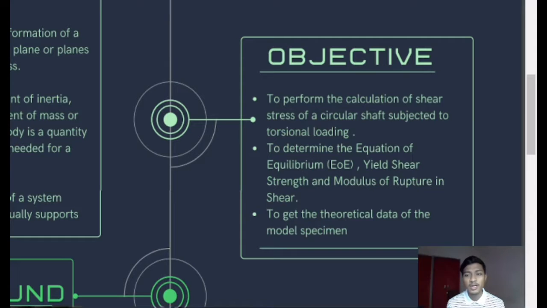Our objective is first to perform the calculation of shear stress of a circular shaft subject to torsional loading, to determine the equation of equilibrium, yield shear strength and modulus of rupture in shear, and to get the theoretical data of the model specimen.